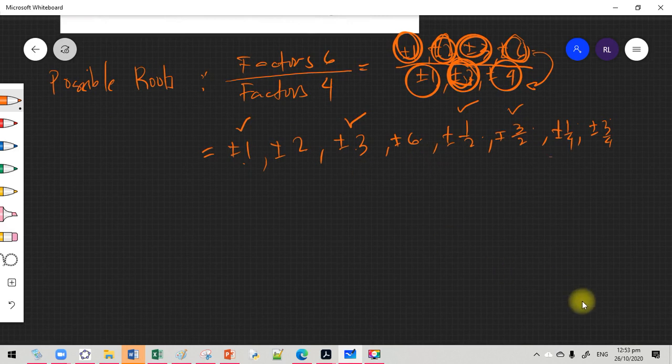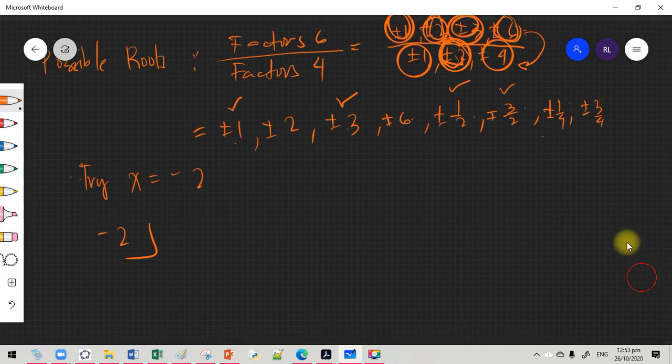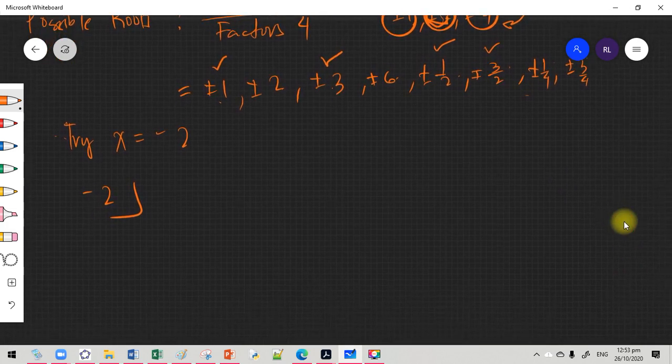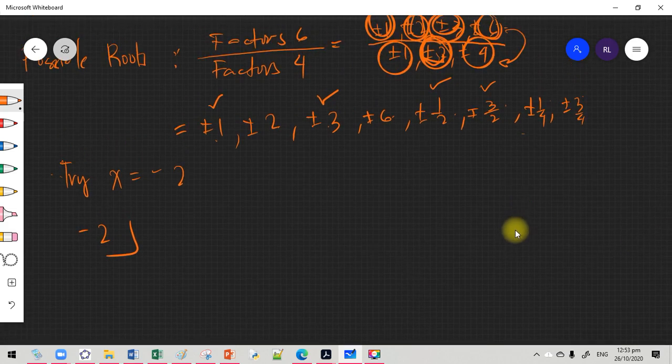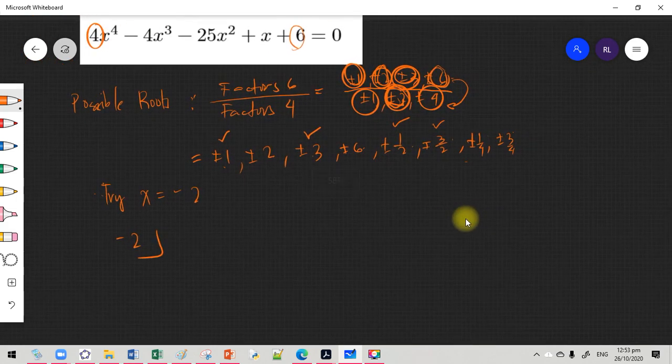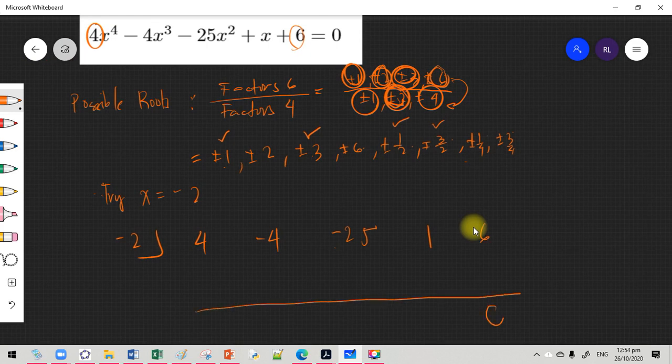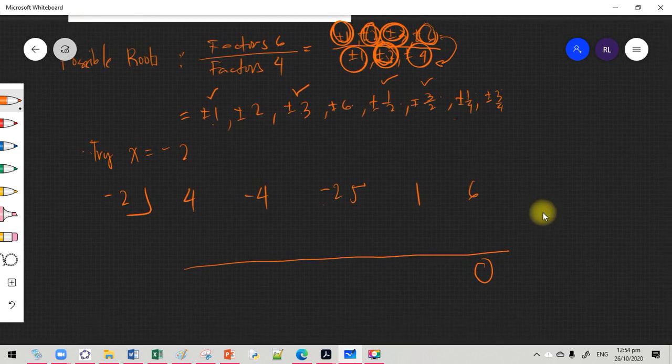Okay, so let's try one of these. So let's try x equals negative 2. Let's go directly with synthetic division. In case it's a factor, we don't need to do the long division. So we have 4, -4, -25, 1, 6. Then if that becomes 0, therefore -2 is one of our roots.